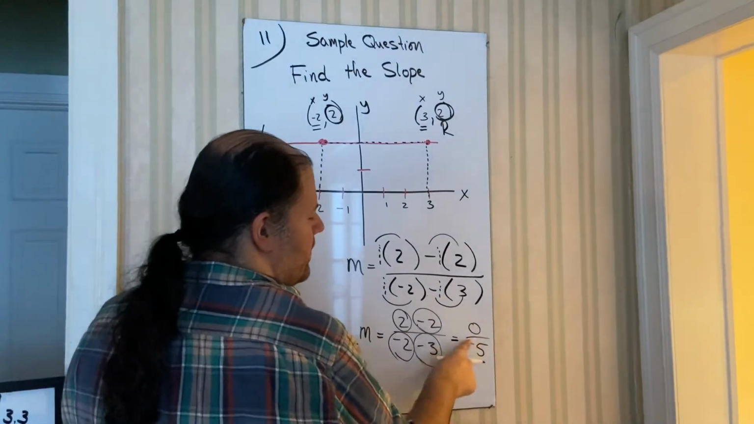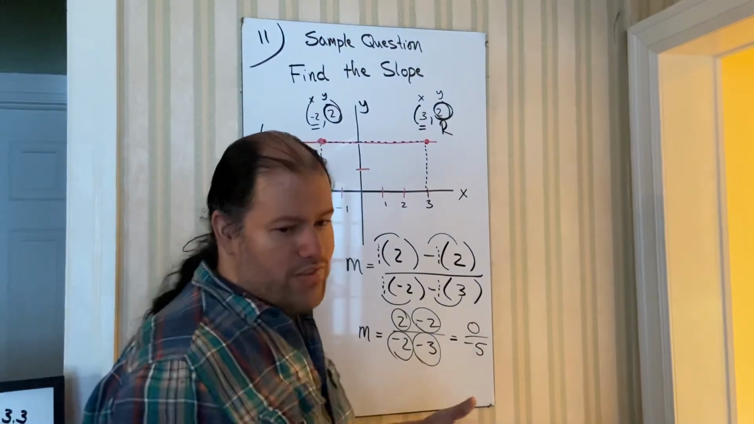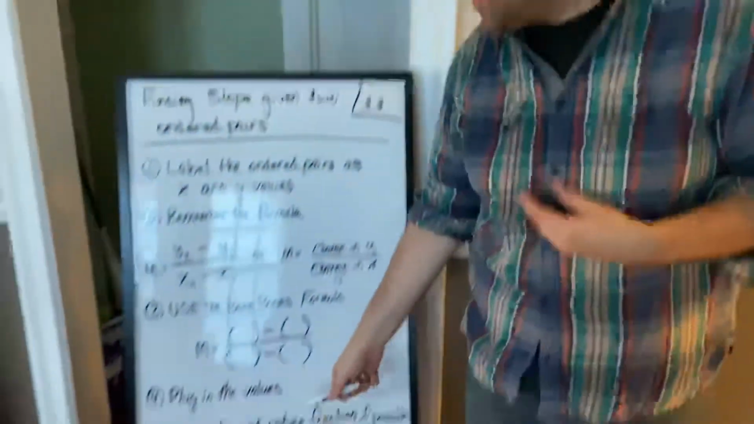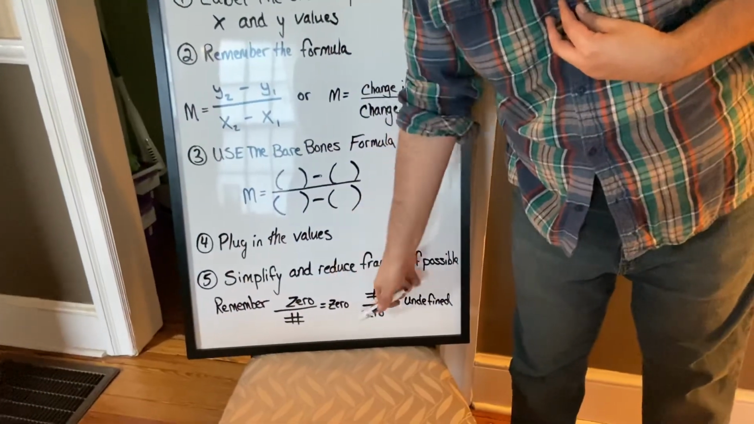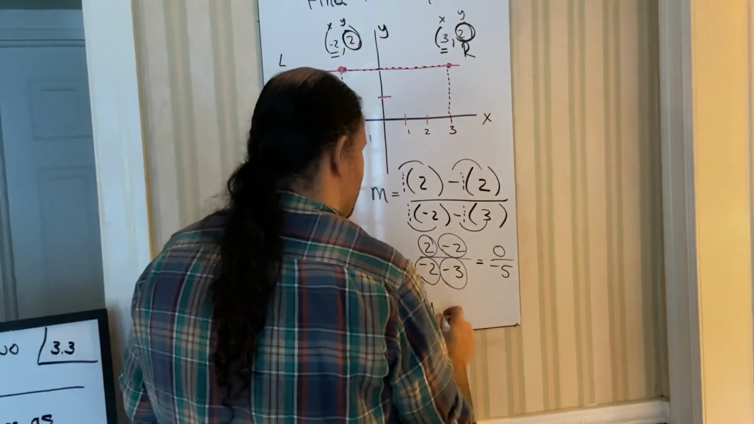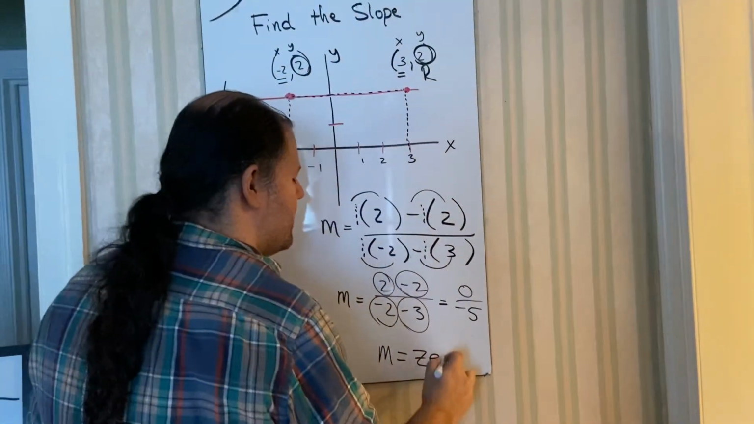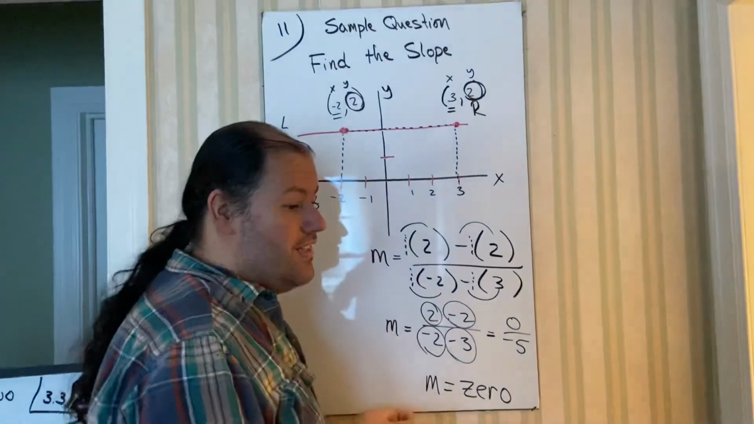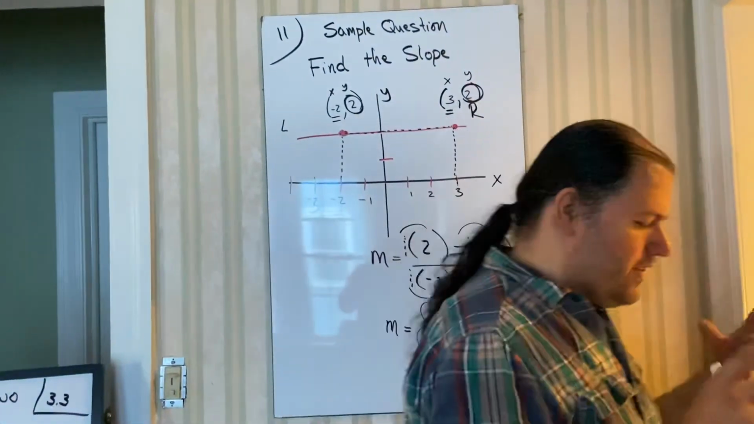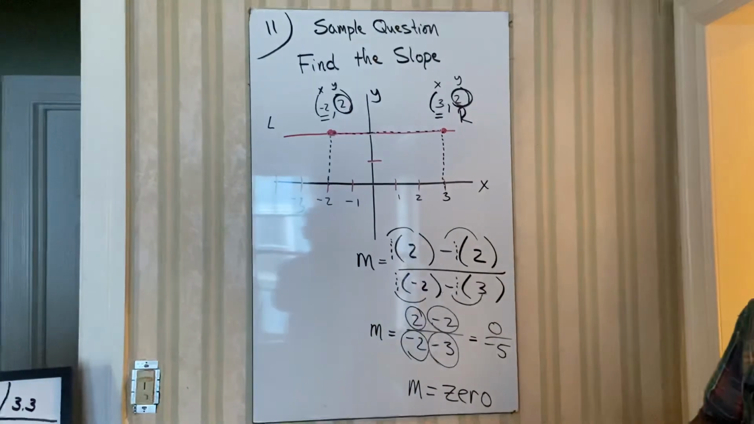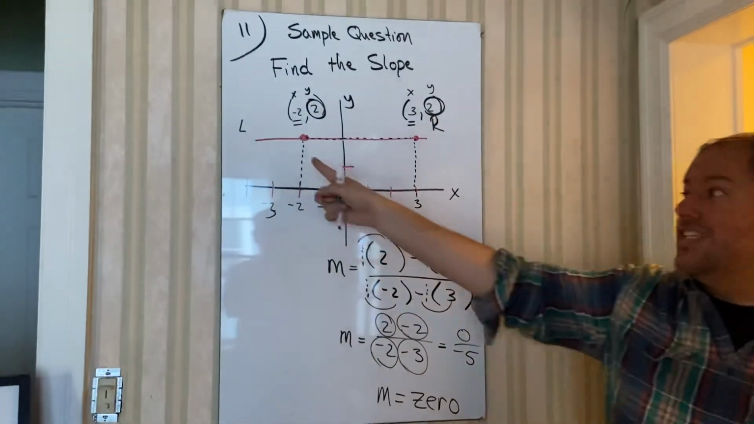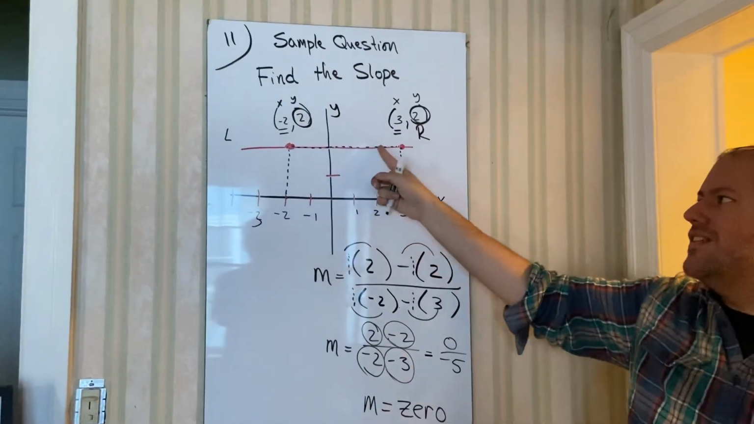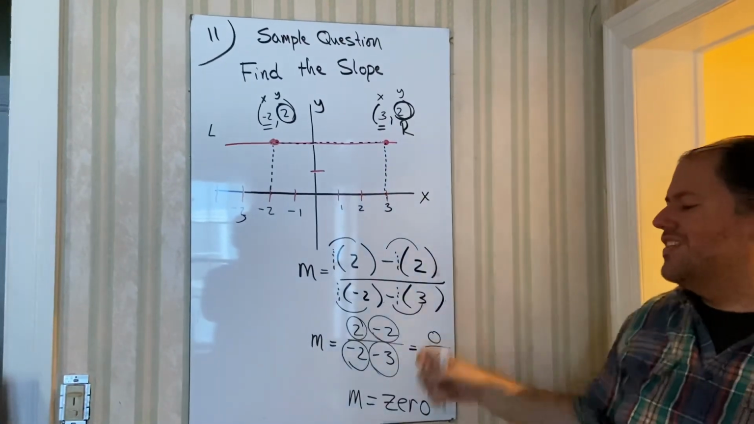Now when we have 0 divided by a negative 5, we need to reduce. And we talked about this before. If the 0 is on top, that's how we get our slope to be 0. And we knew that by looking at the picture. It is one of the 4 types. So sometimes you can tell what the slope is by just knowing the 4 types. This one, no up, no down, flat line, slope is 0.